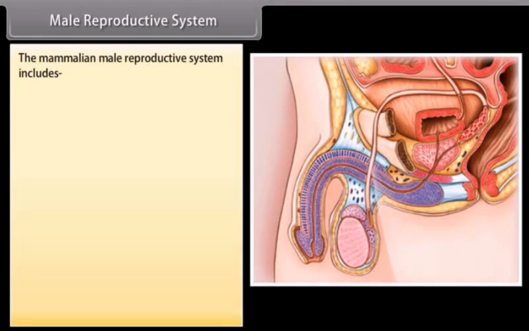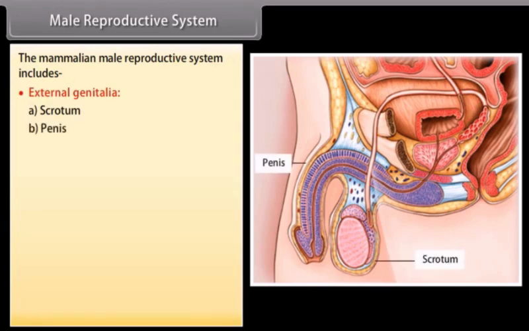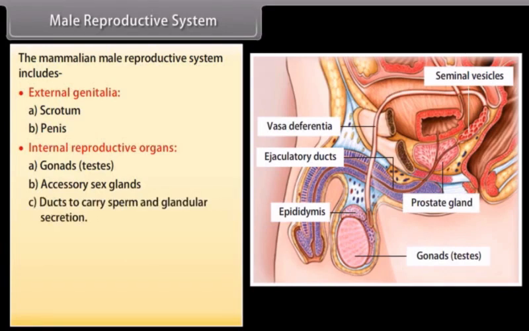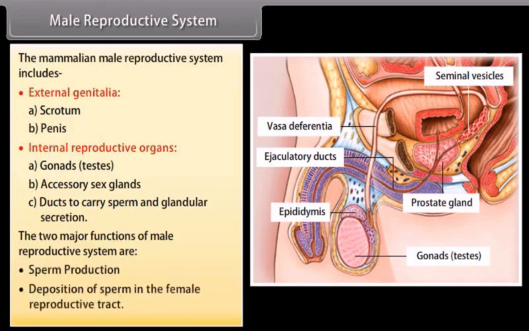Male reproductive system. The mammalian male reproductive system includes external genitalia: A. Scrotum, B. Penis. Internal reproductive organs: A. Gonads, testes, B. Accessory sex glands, C. Ducts to carry sperm and glandular secretion. The two major functions of the male reproductive system are sperm production and deposition of sperm in the female reproductive tract.